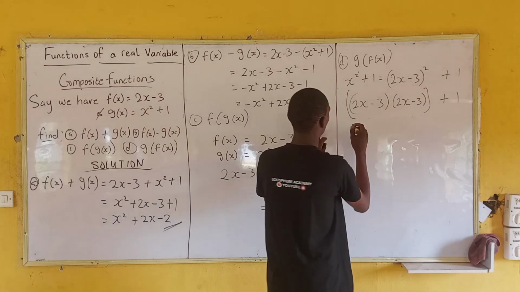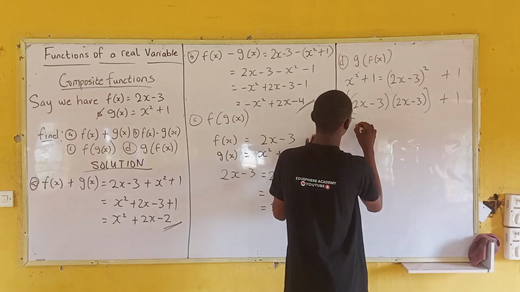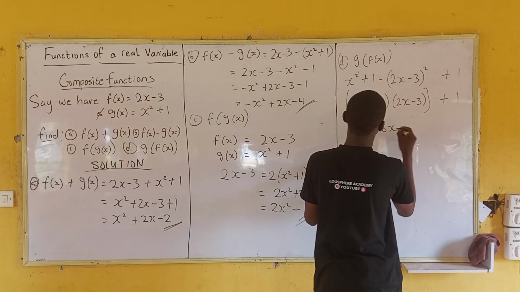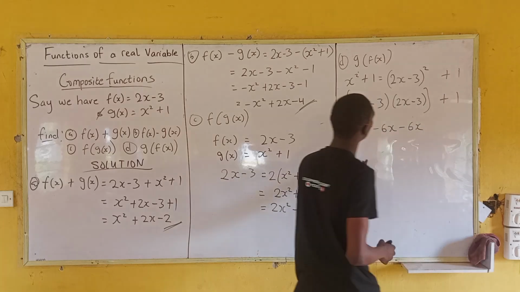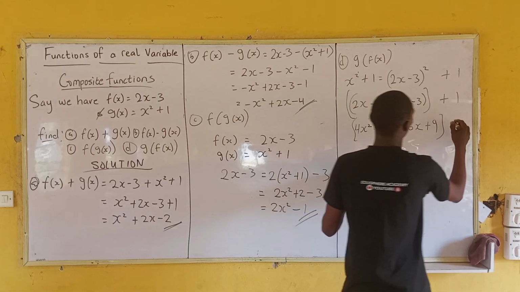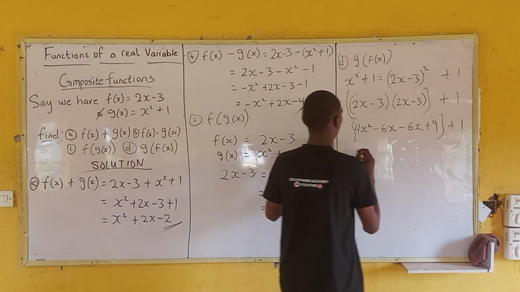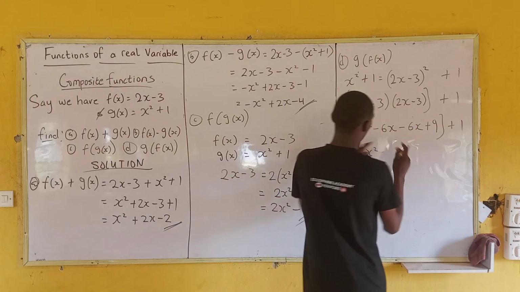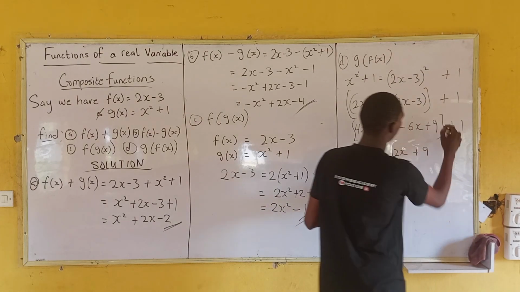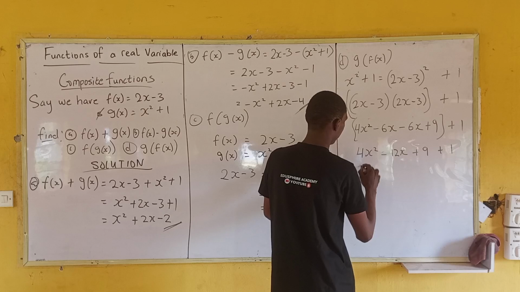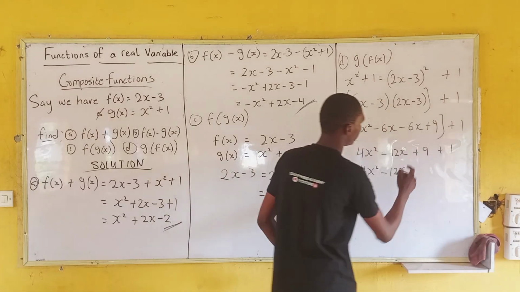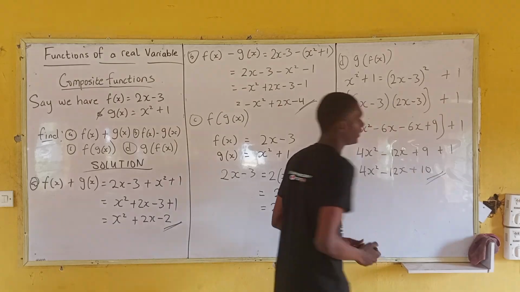So expanding this, it will give us 2x times 2x, which is 4x squared, then minus 6x, all right? Then minus 6x again, then plus 9, then plus 1, right? So let's move on. We have 4x squared, minus 6x minus 6x is minus 12x, then plus 9 plus 1. Our final answer is 4x squared minus 12x, and 9 plus 1 is plus 10. And that will be our final answer.